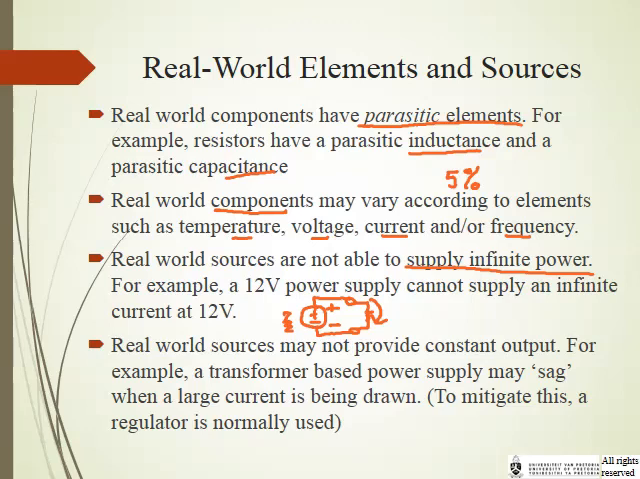So real world sources, last point, may not provide constant output. For example, a transformer-based power supply may sag when a large current is being drawn, and to mitigate this, a regulator is normally used. So again, what's the principle here? Inside a real transformer, that we're later going to see as this symbol.